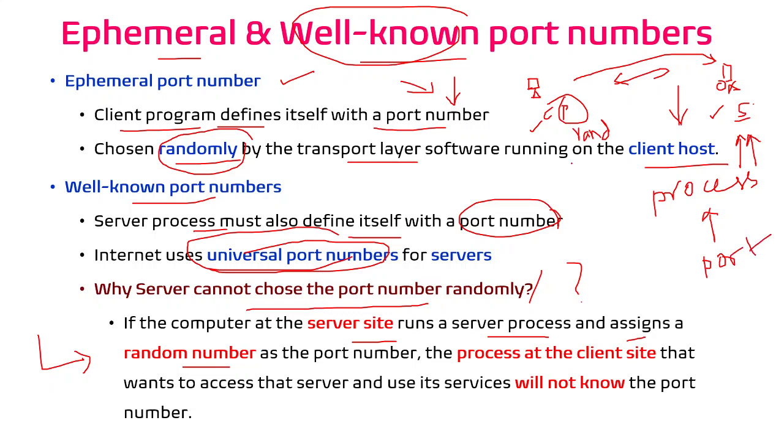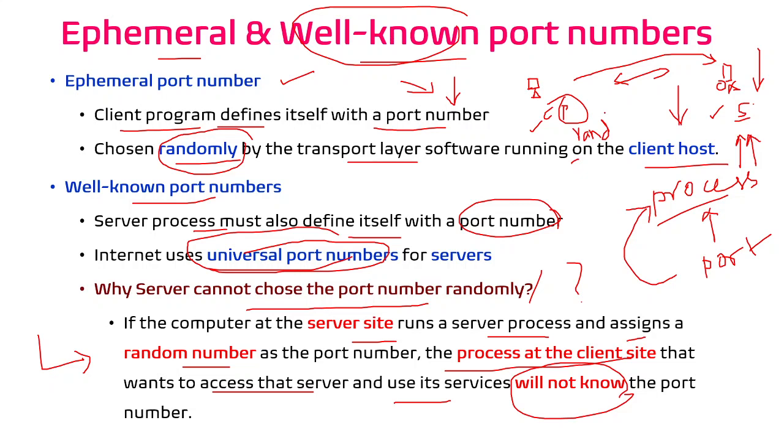So at the client side it is random, but at the server side it is actually a unique port number. Now the question is, if I am opening a process at the server side, for that particular process I have to assign a port number, right? If I choose a random port number, what will happen? The process at the client side that wants to access the server and use its service will not know the port number, right?